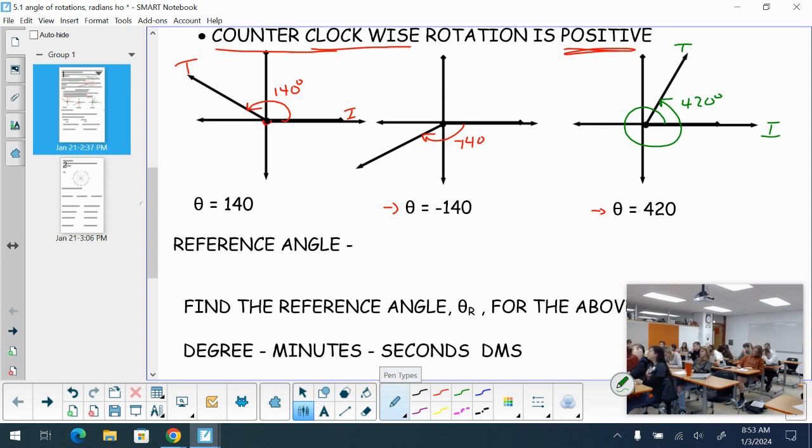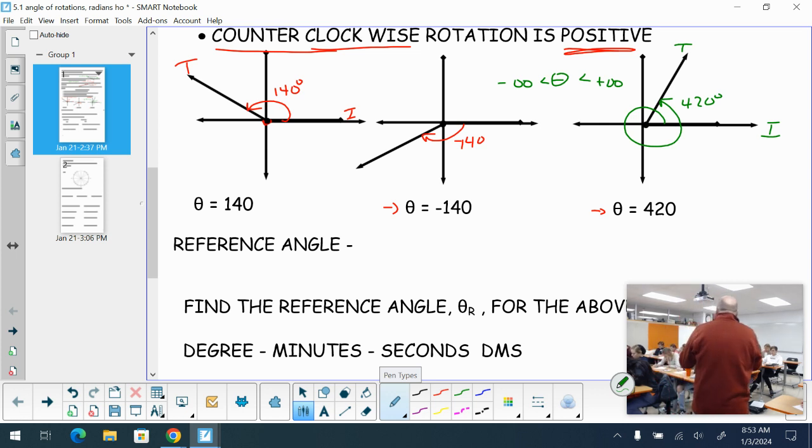Now, when you're dealing with geometry, your angles were bounded by 0 and 180 degrees. When we talk about angles now in trigonometry, we have unbounded angles. So our angles can be anywhere between negative infinity and positive infinity. I'm not restricted to 0 to 180 degrees.